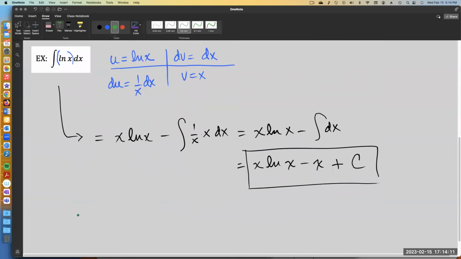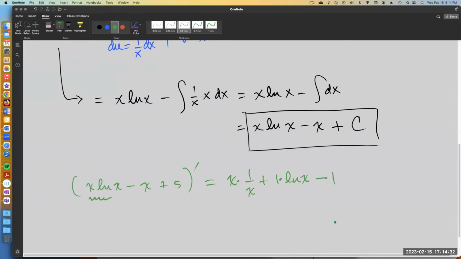Let's just confirm. Let's suppose we have x ln x minus x plus 5. Take the derivative. So for this part, we need a product rule. So we do first times derivative second plus derivative first times second. The derivative of negative x is -1. The derivative of 5 is 0. Let's see what we get here. 1 plus ln x minus 1. Sure enough, we get back to ln x.